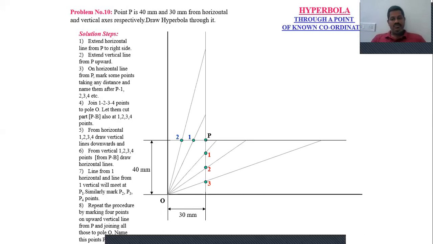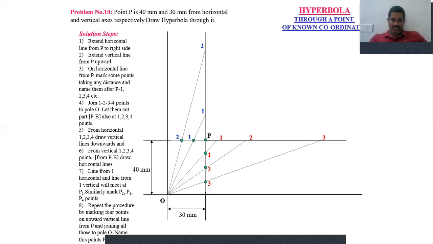Then we have to locate the points. From the horizontal line, drop a vertical line here and draw a horizontal line from point 1 like this. Name these points as 1, 2, 3 and name this point as 1, 2. This point we obtained by drawing this line from point 1, and this point by drawing this line from point 2. In that way, we are giving the same names 1, 2, 3, 1, 2, 3 and 1, 2.